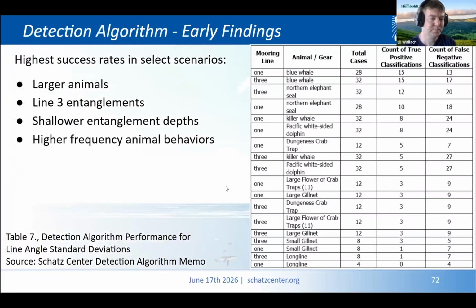Next slide, please. This table shows some of the specifics that make up this distribution. We noted that larger animals were more detectable, as well as entanglements on line 3, as this is under less tension than the upwind lines in the sea state. Entanglements that were nearer to the surface were also more detectable. And as Maysam alluded to, animals with high frequency behavior were also seen to be more detectable. For example, an elephant seal was seen to be more detectable than a killer whale, despite being a smaller animal.